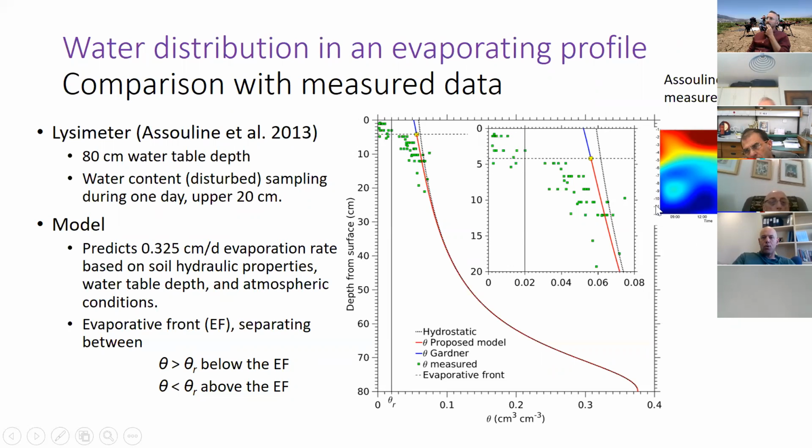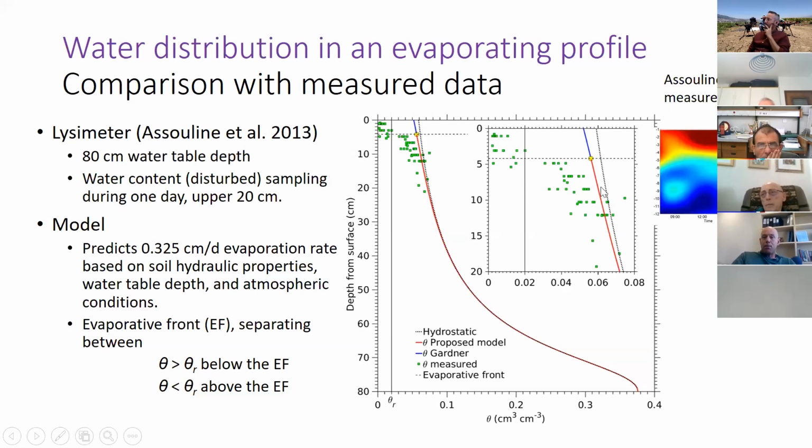This plot shows a zoom in to this area, and this plot is from their experimental paper showing the same 12 centimeters that I'm showing here. So what we see is that the model that we propose predicts liquid water flow up to this point, then an evaporating front, and vapor diffusion from this location up to the surface. The blue line is Gardner's model, and you see it would predict high thetas, or high water contents, above the evaporating front, and this dashed line is the hydrostatic line.